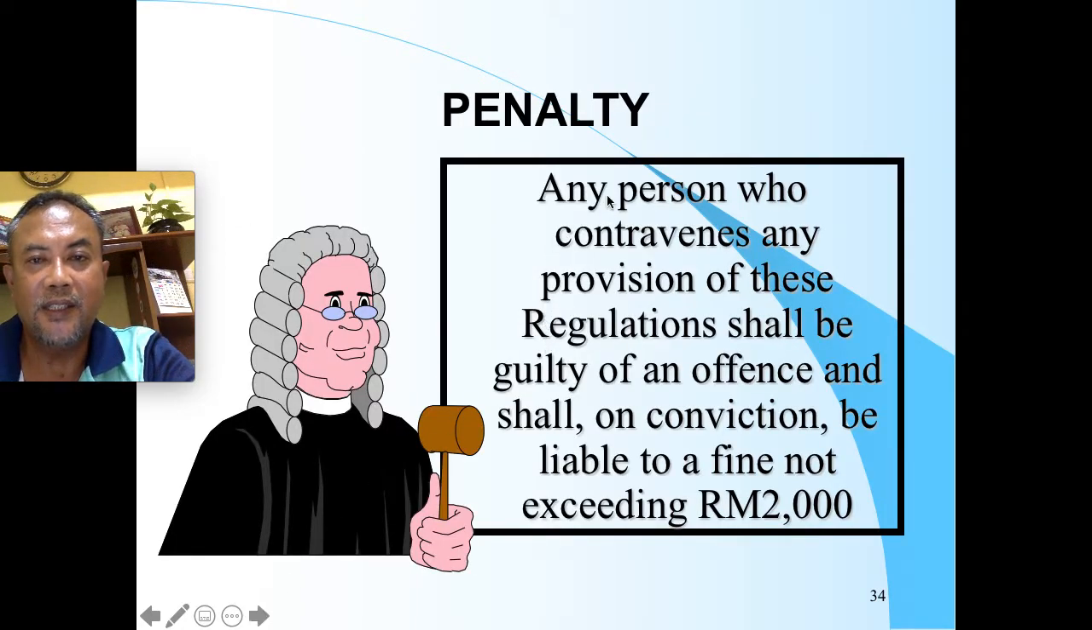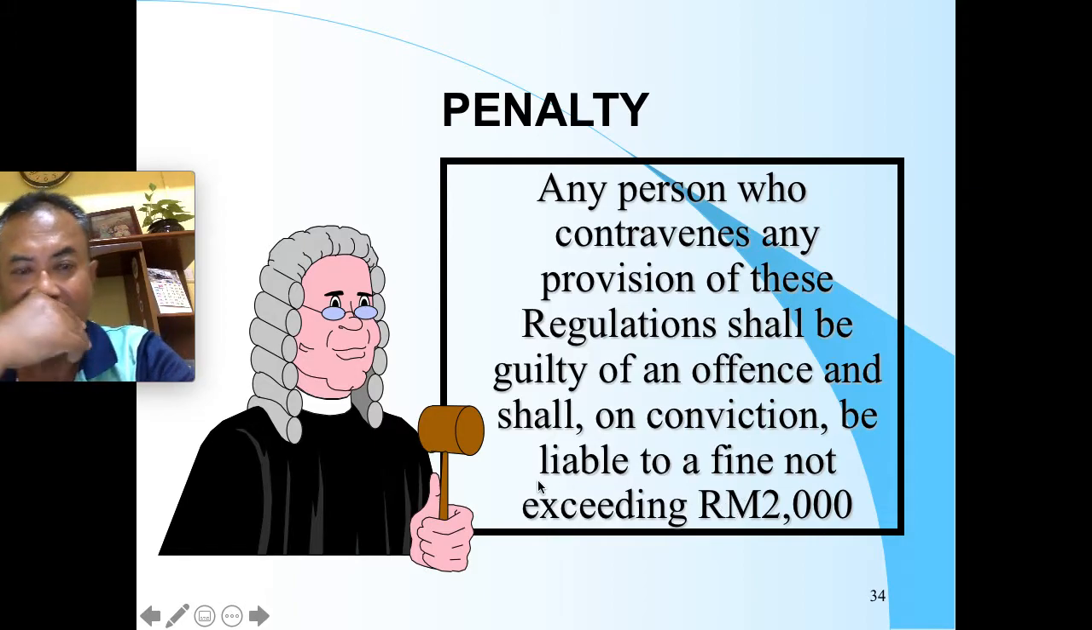So the penalty, any person who contravenes any provision of this regulation shall be guilty of an offence and shall, on conviction, be liable to a fine not exceeding 2,000. This is an old regulation. It should be renewed. There should be a new version of this regulation because the penalty is only 2,000.